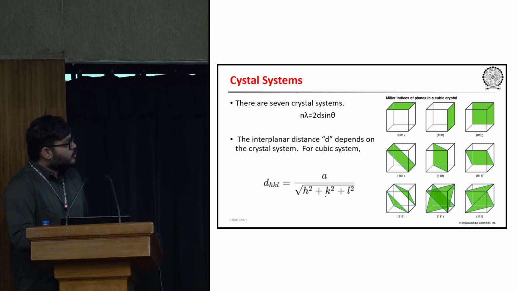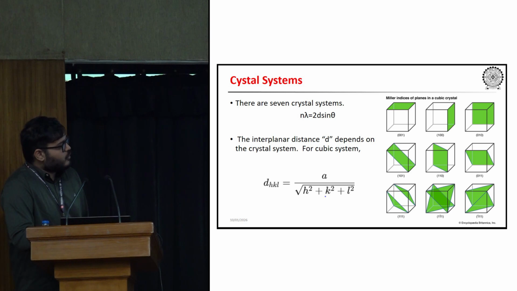So for Bragg's law to be satisfied, you need to calculate the d spacing, and this d spacing will depend upon the type of crystal structure in which your material is present. For example, for a cubic structure, your d is very easy to calculate. d is going to be a, the lattice parameter, or the size of the cube, divided by the square root of h squared plus k squared plus l squared. h, k, and l are the Miller indices.